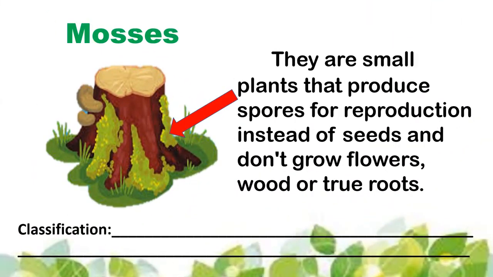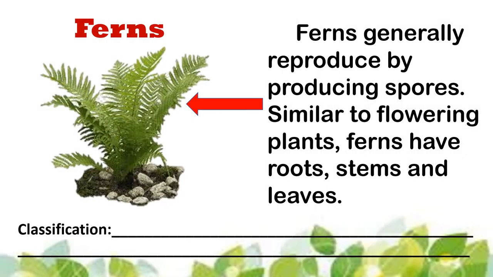Mosses. They are small plants that produce spores for reproduction instead of seeds and don't grow flowers, wood, or true roots. Write the classification of mosses. Ferns. Ferns generally reproduce by producing spores, unlike flowering plants. Ferns have roots, stems, and leaves. Write the classification of ferns.